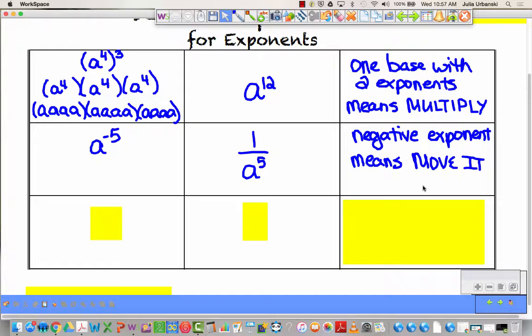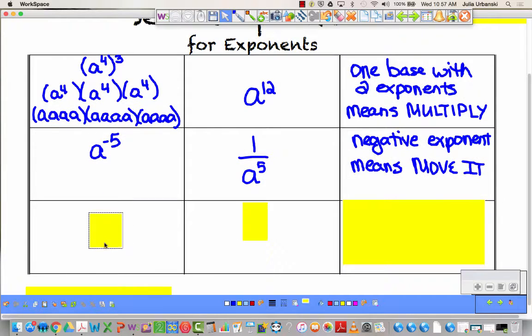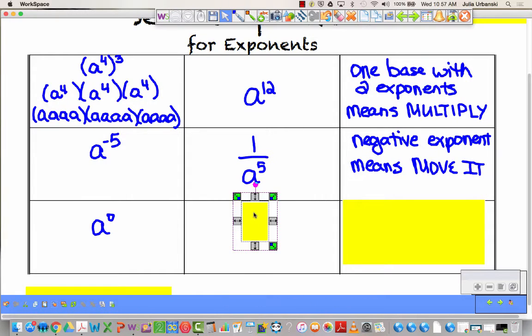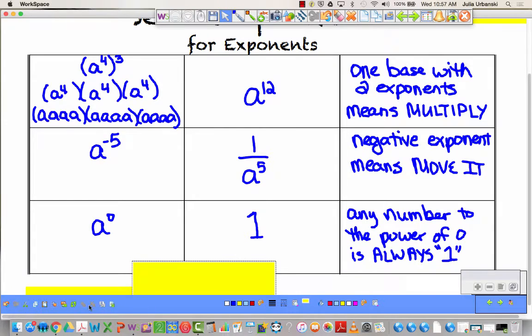Does anybody remember this one? Yeah. Good. Anything to the power of 0 will always equal 1. Alright, so the rule is anything raised to the power of 0 is always, always, always 1. And that rule applies to whatever's touching the 0. In this case, the letter A is touching the 0. Sometimes it's parentheses touching the 0. Then everything that was inside those parentheses automatically becomes a 1. It's whatever it's touching that becomes a 1.